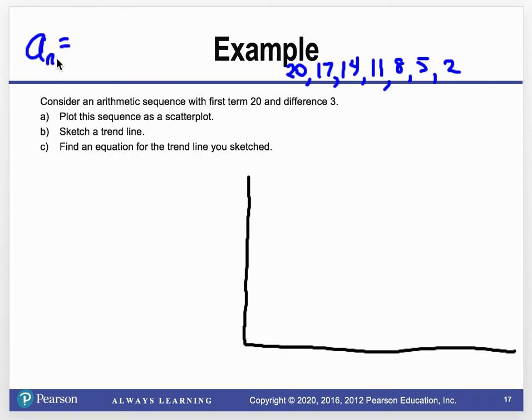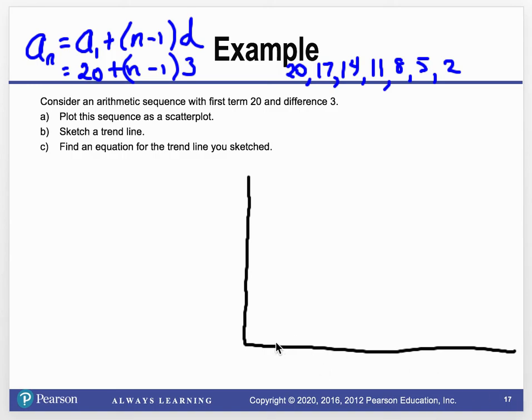Remember that formula that we had for how to find a term in an arithmetic sequence? It was the first term, a sub 1, plus n minus 1 times the difference, where here the first term is 20 and the difference is 3. But this one's easy enough to plot.